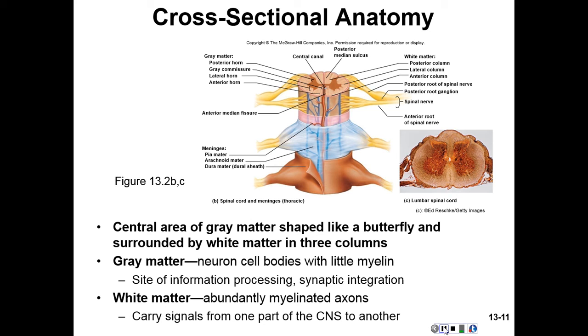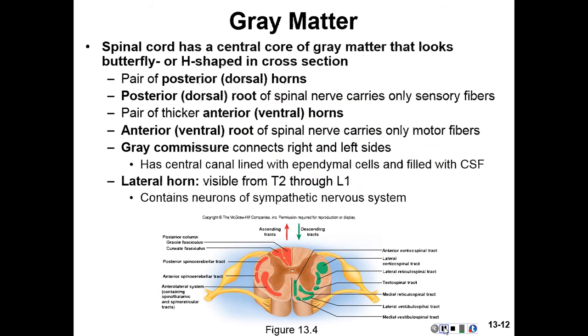So again, the white matter is highly myelinated, where the gray matter is mainly little or unmyelinated cells. So the impulses travel, remember, much faster on the myelinated nerve fibers. And again, we're dealing with the central nervous system, the brain, and the spinal cord.